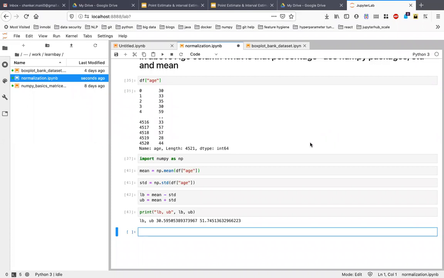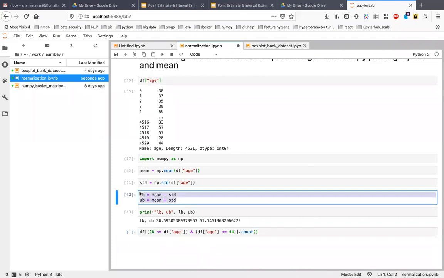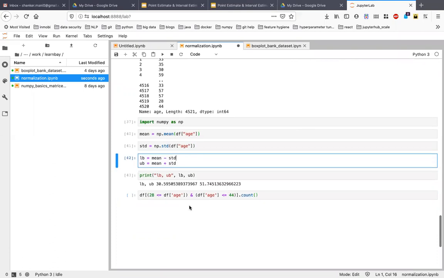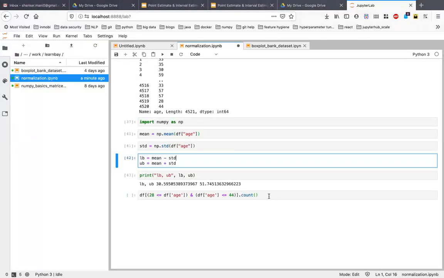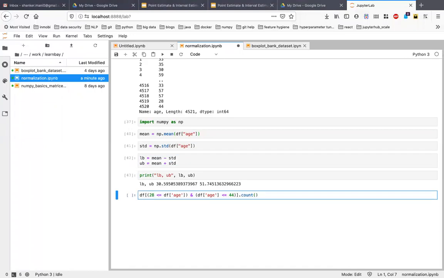It's 30.59 and 51 point something. This one. Mani, this is the value from one standard deviation, right? Yeah, mean minus 1 standard deviation, plus 1 standard deviation. Okay, so this will give the 68 percent of data. It should. That's what we are trying to verify. Let's see.